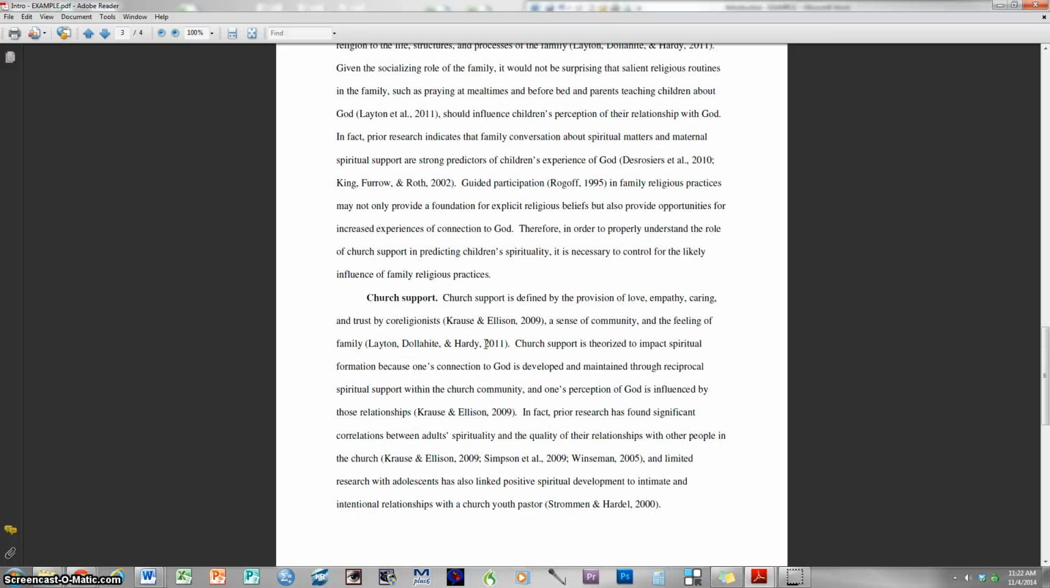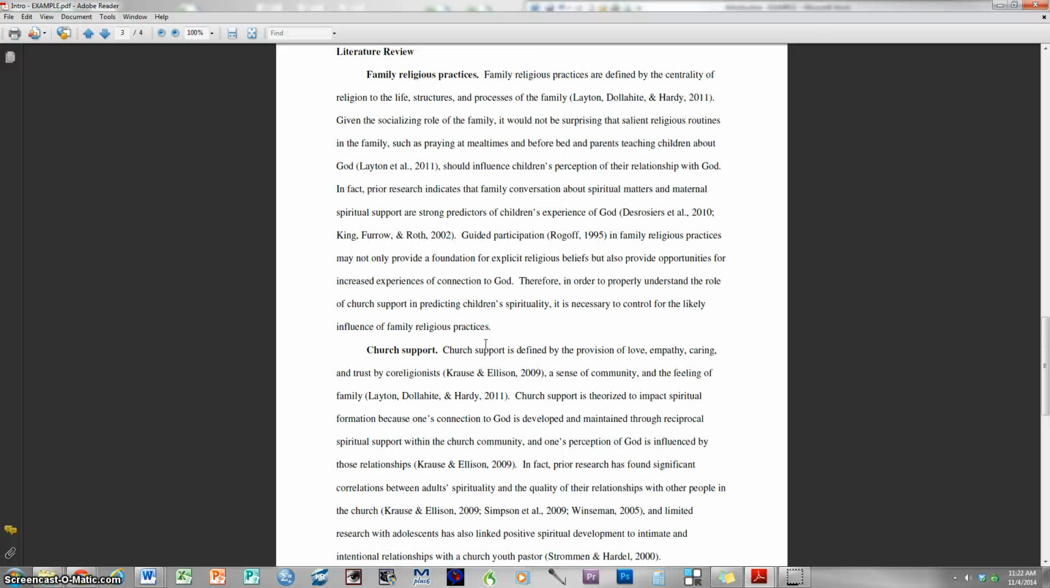Next, we move into the literature review, and what I'm looking for here is that you connect each of your independent variables to your dependent variable theoretically and through the literature. This study has two independent variables, family religious practices and church support. These are clearly delineated with subheadings. Here we first define the key term, again in light of literature, not from the dictionary. Then we provide prior literature connecting these ideas, explaining why it makes sense theoretically to use this as a predictor.